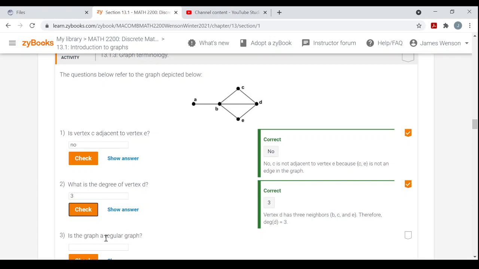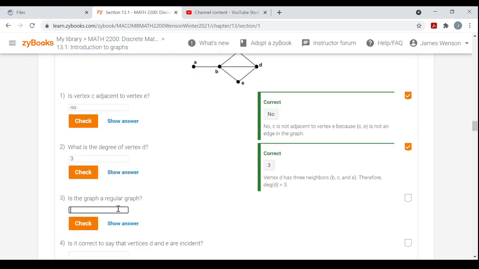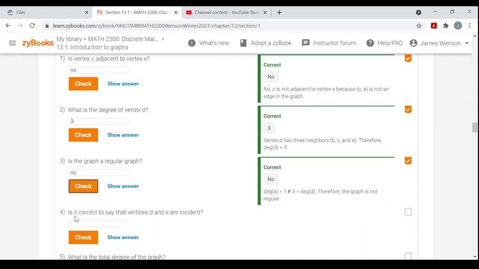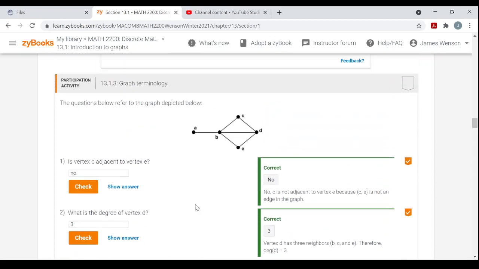Is the graph a regular graph? Well, I just said the degree of D was 3. Look at C. The degree of C is 2. That's not the same. The degree of A is 1. So no, this is not a regular graph, right? In a regular graph, every vertex has the same degree. Is it correct to say that vertices D and E are incident? No. Remember the definition of incident.